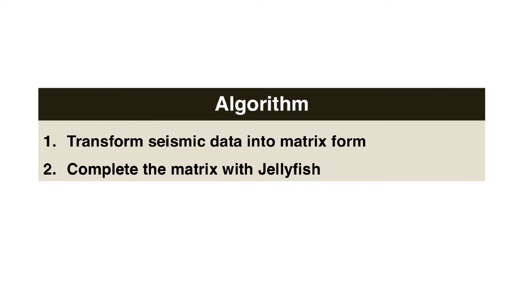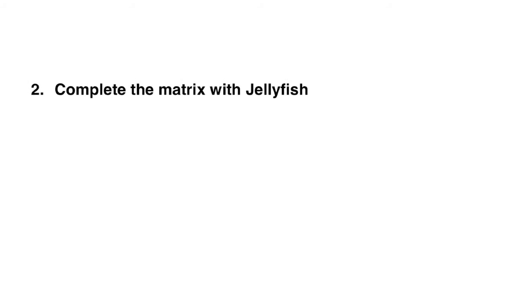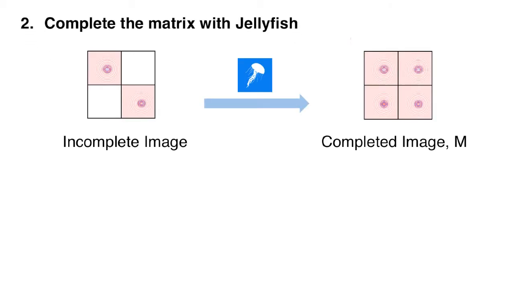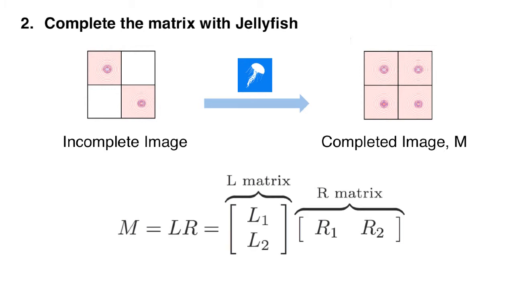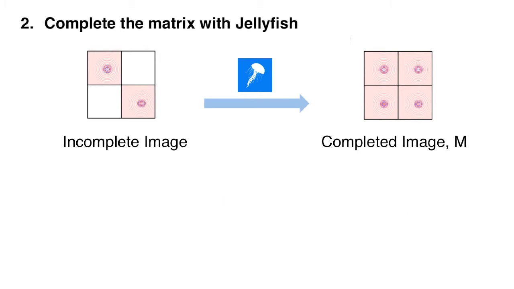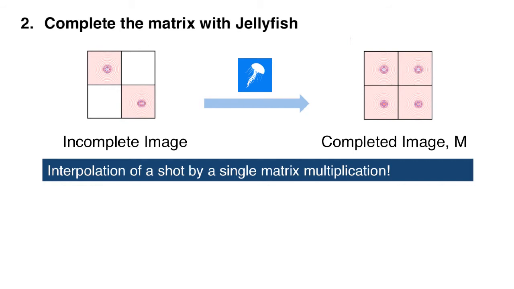After transforming the seismic data into a matrix, we use Jellyfish to complete it. Jellyfish is a framework that completes matrices, assuming they're low rank. The output of Jellyfish is a compact factorized representation of the completed image. An unmeasured shot can be obtained by simply multiplying the factors.